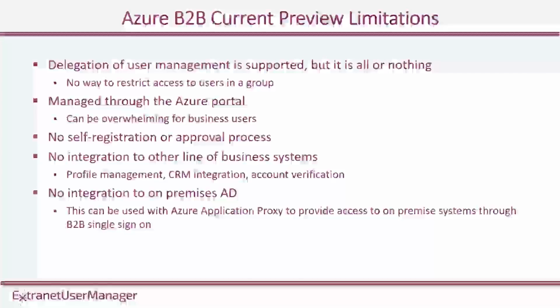So if you want people to be able to sign up for your site and then go through a prescribed approval where different groups approve different users, again, that's something you need to build yourself. That's something we provide as part of the Extranet User Manager product. There's no integration to other line of business systems.